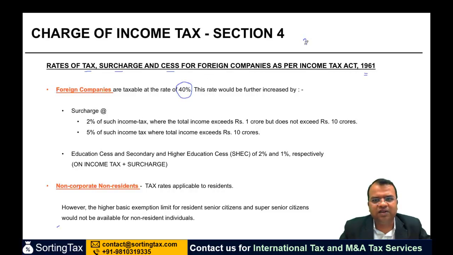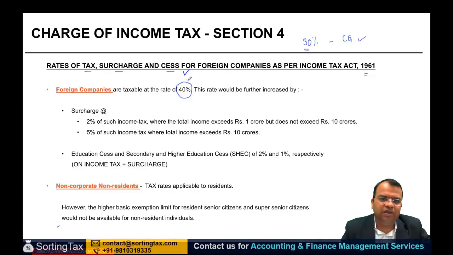what I can say is, just like in case of a resident, let's say a company, the tax rate is 30%, but if it has capital gain, the tax rate may be different. Similarly, in case of a foreign company, the tax rate is 40%, but depending on nature of income, there may be a gross basis of taxation which could be applicable on different streams of income. So for foreign companies, they are taxable at 40%.